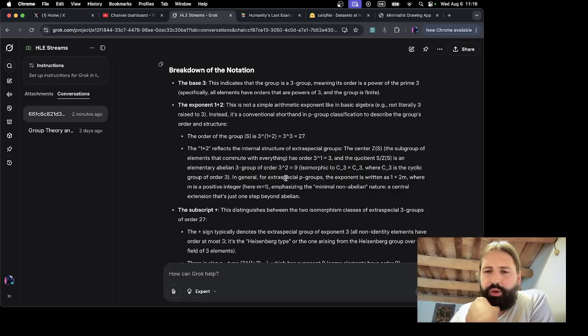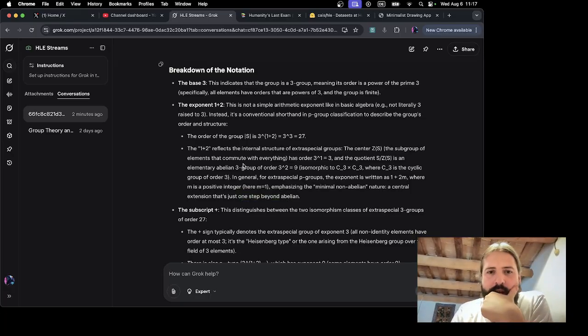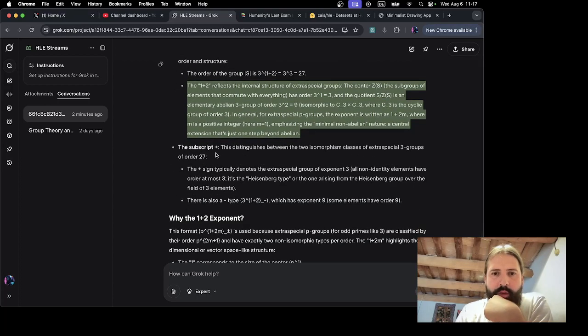In general, for extra special P groups, the exponent is written as 1 plus 2m, where m is a positive integer, emphasizing the minimal non-abelian nature: a central extension that's just one step beyond abelian. Whoa. I need to unpack this. I think I should focus on that. Let me just look at the subscript though. It distinguishes between the two isomorphism classes of extra special 3 groups of order 27.